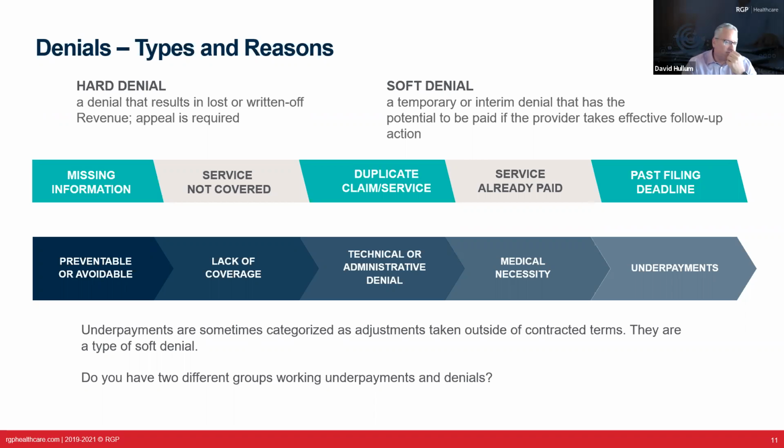I think what's important from this slide that I'd love for you to take away is this: underpayments are sometimes categorized as adjustments that are taken, right? But they're really a soft denial if you think about it. And so I want you to think about this concept. If you've got two different groups that work underpayments and denials, my question to you is why? They're really the same thing. Their levels of effort, the information they share together, and the way they work together are basically the same. It's just that one's appealable, where you've got to go through a formal process to make that appeal, and the other one is more ad hoc. Next slide, please, sir.